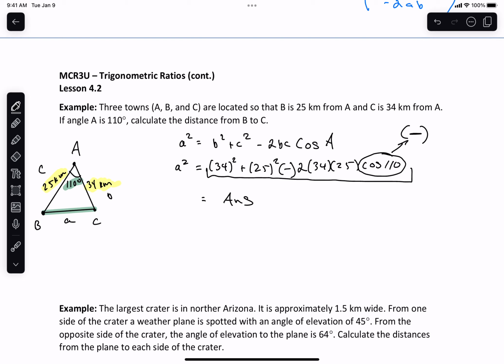2,362. Okay, so you're going to get A is equal to the square root of whatever that answer is. 2,362. Any decimals? 4,342. That's good. So A is equal to what? Square root of that number. 48.6.